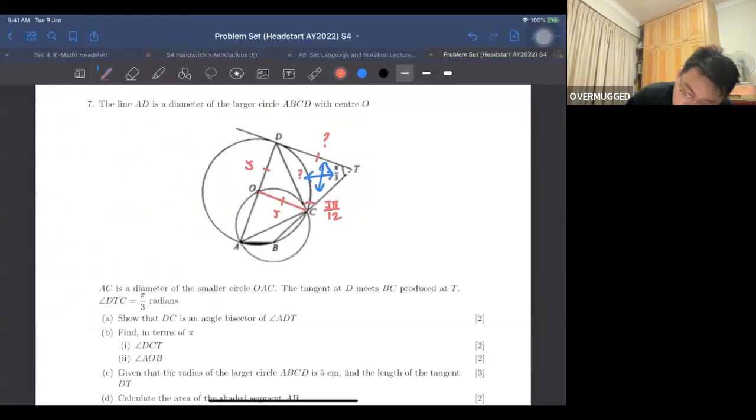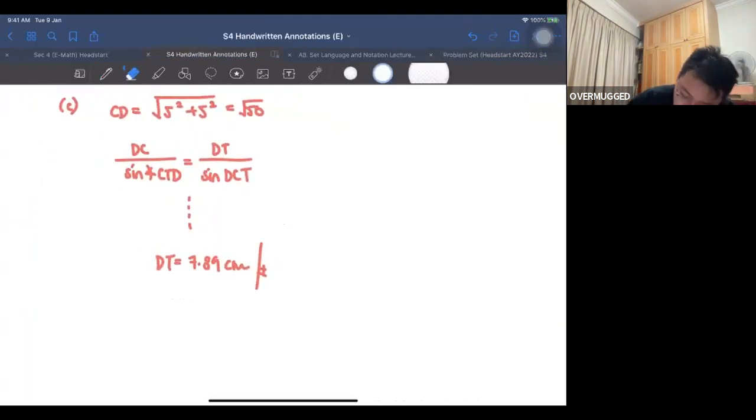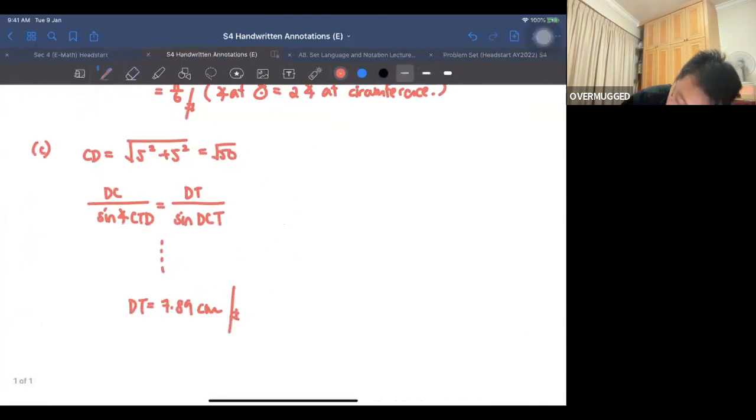The last one is part D. So let's erase everything again. The question is asking you to find the area of the shaded segment. This one is, I think, the easiest question of the whole bunch. You're given a sector and you're missing a shaded part. This one is just purely conceptual. You need to remember how to do it.